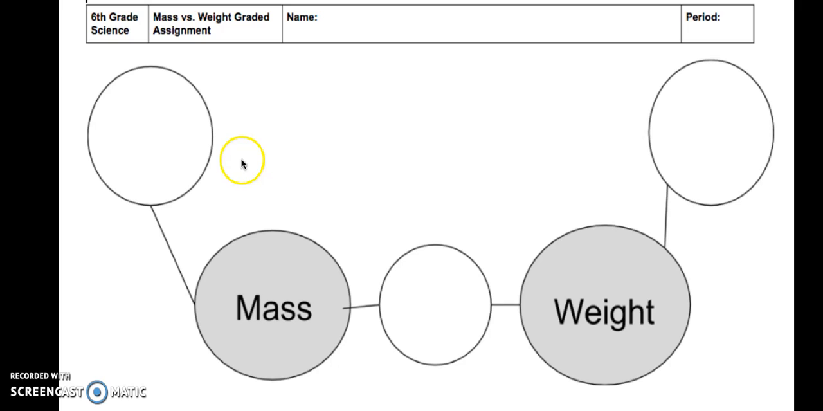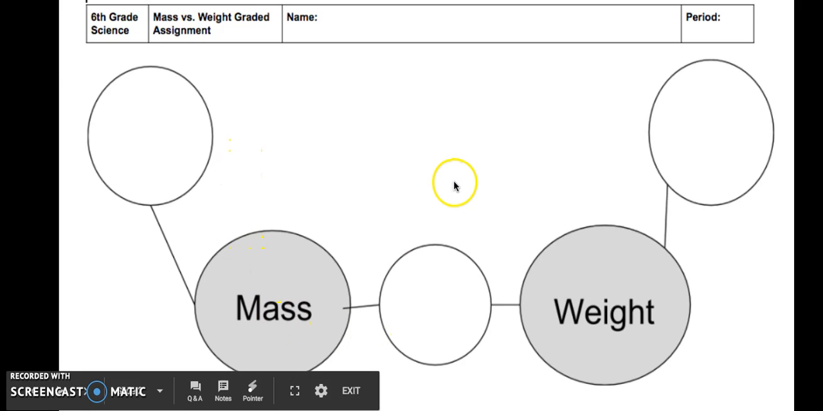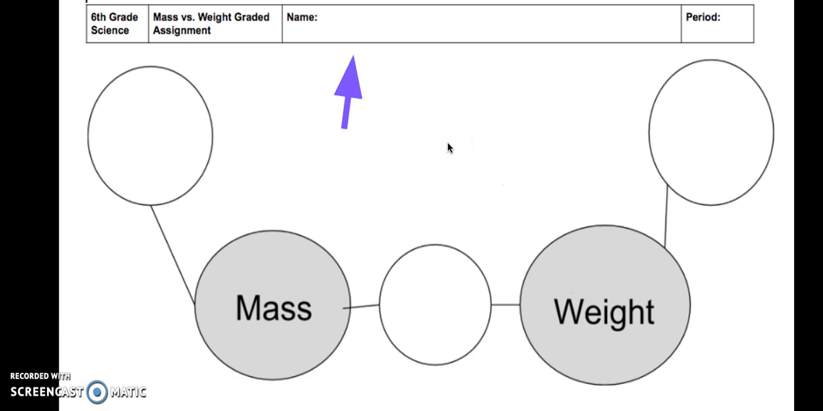This is what your graded assignment looks like. You are going to do a double bubble map on mass and weight. So let's take a look at the first part of your double bubble map. It's this middle section where we need to talk about how mass and weight are the same. You are going to need your vocabulary dictionary page in order to do this assignment. So if you do not have that out right now, please take that out so that you can be successful on this assignment.